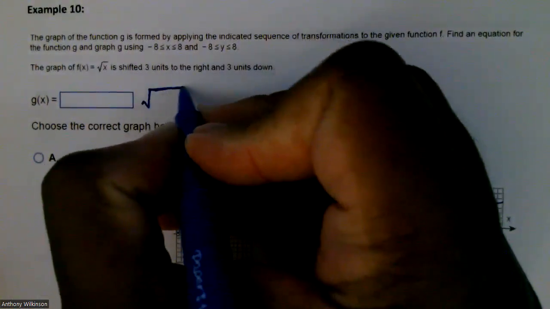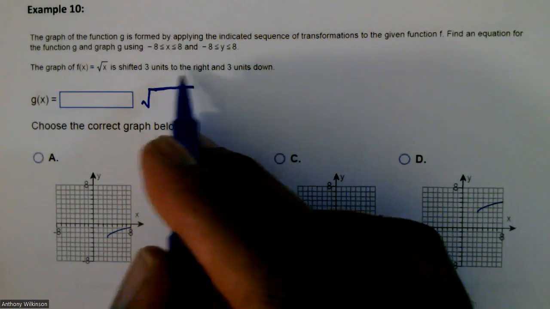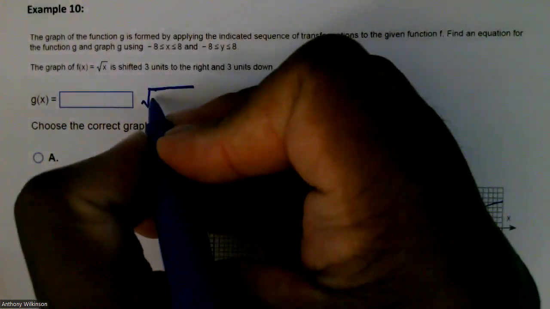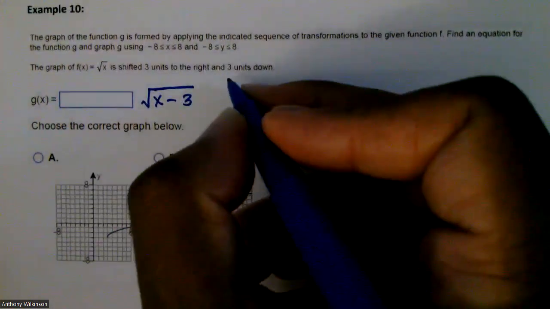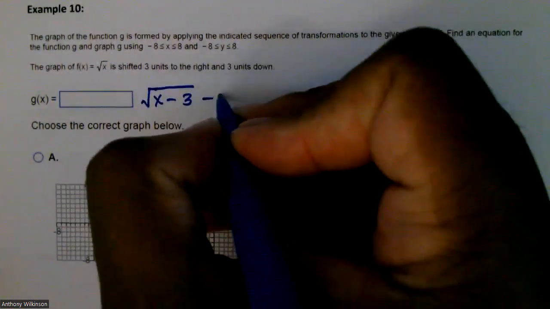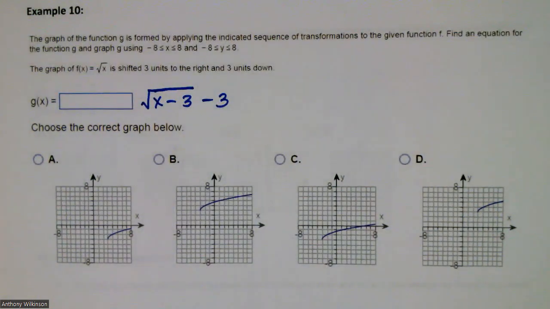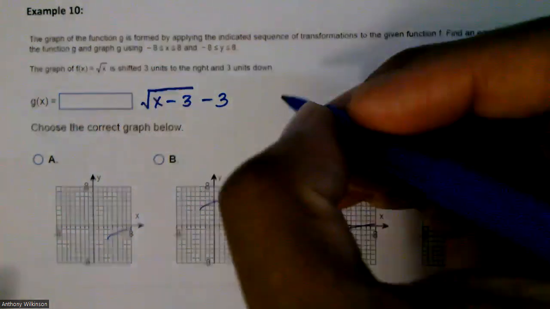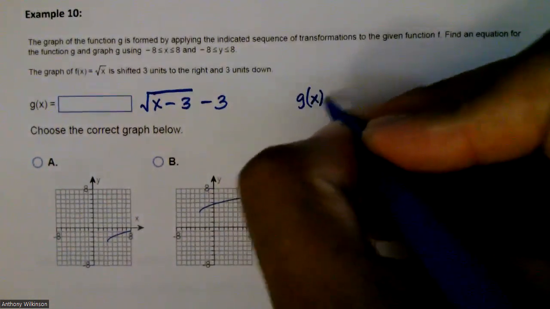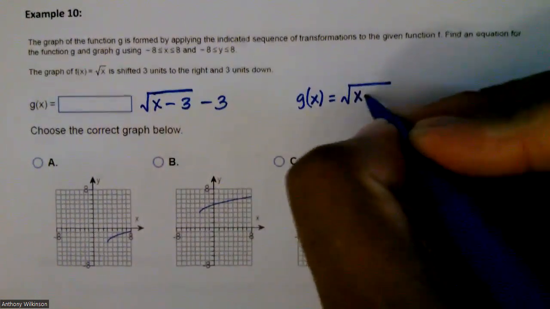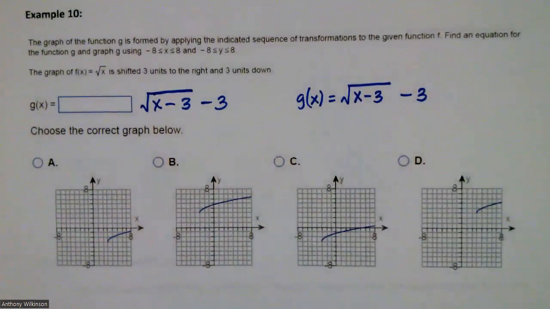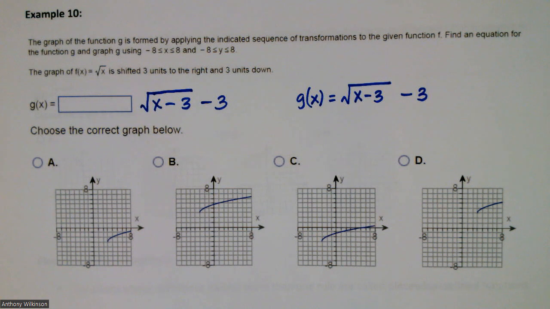Okay, so we know we're going to have a square root in here. If it's shifted to the right 3 units, that means it's got to be x minus 3. And if it's 3 units down, that's got to be a minus 3 on the outside. So that's what g of x will look like. I'll just write this here as g of x is equal to the square root of x minus 3 with a minus 3 on the outside. That's the function g of x. Now, you can type this in the calculator and find out what that graph would look like.